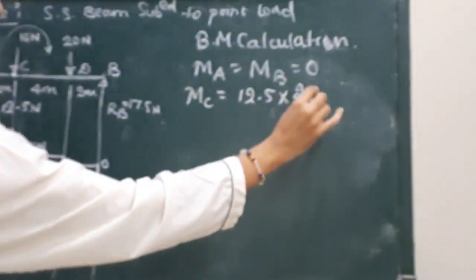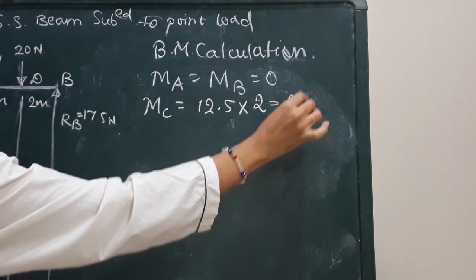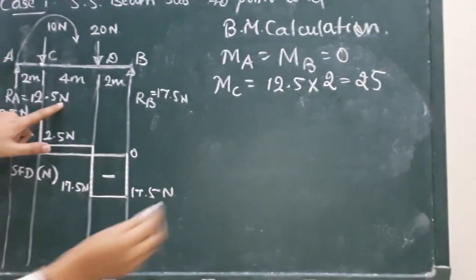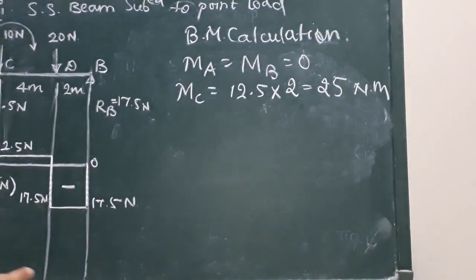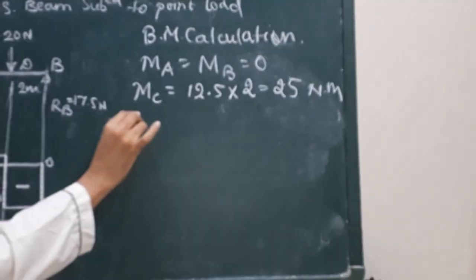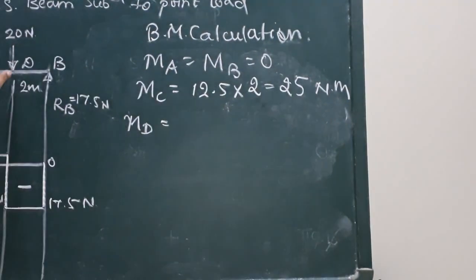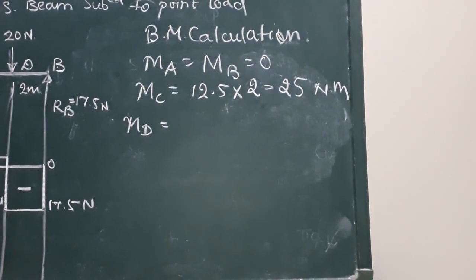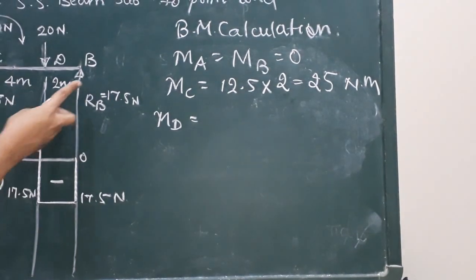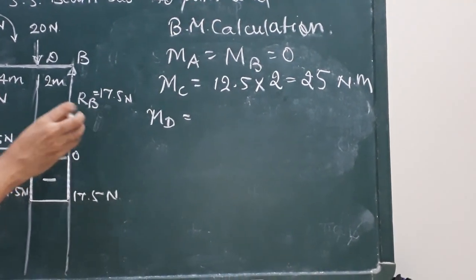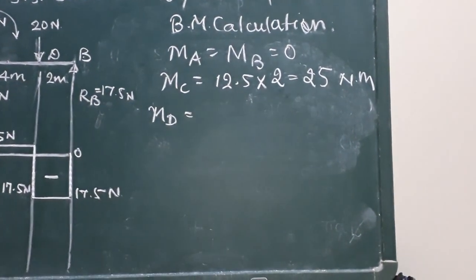Right? So this moment will come 25. Write the respective unit. This one is in Newton and the lengths are in meter. Similarly, moment about D. If I take the moment about D, I'll go on the left, I have to analyze 2 points. So instead of going on left, I am going on the right, because on the right hand I have only one force.